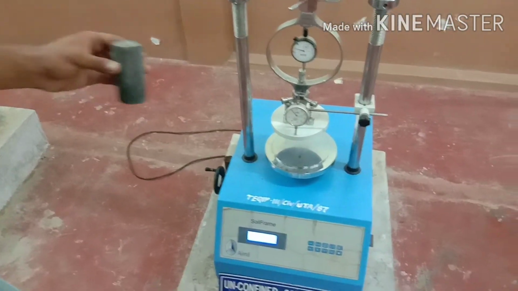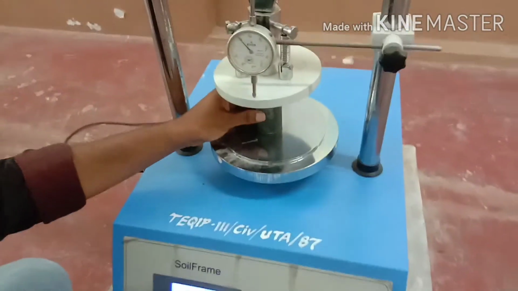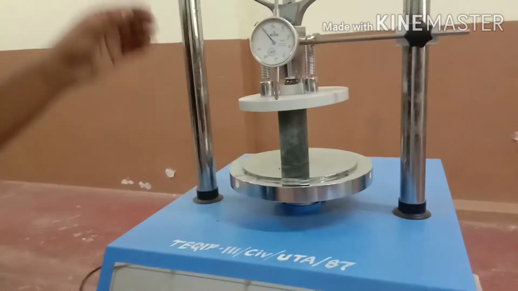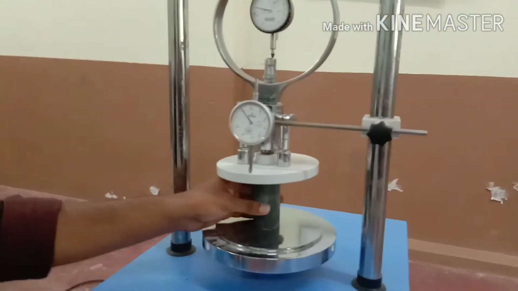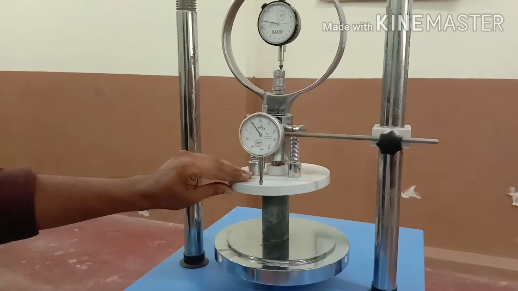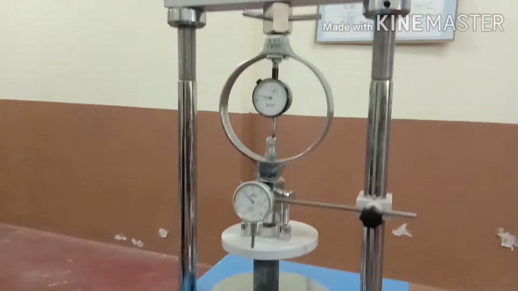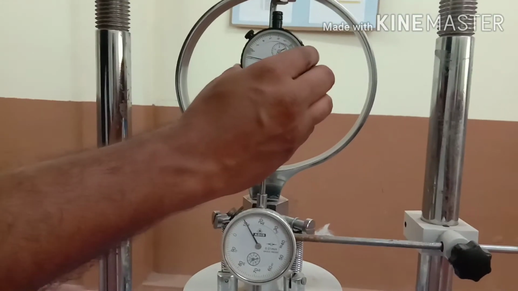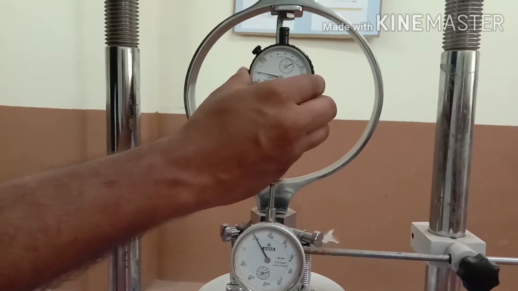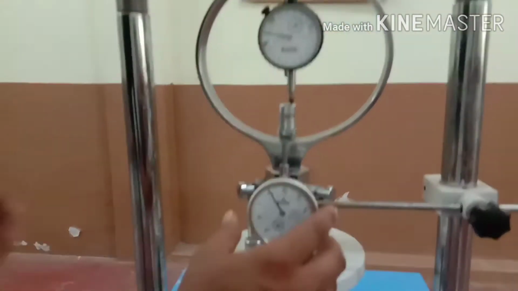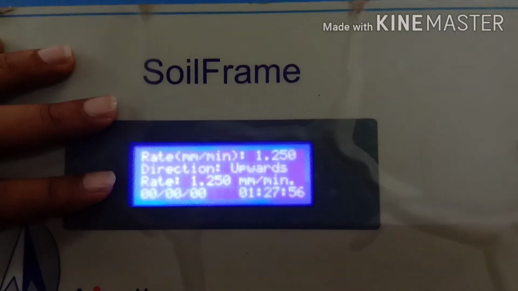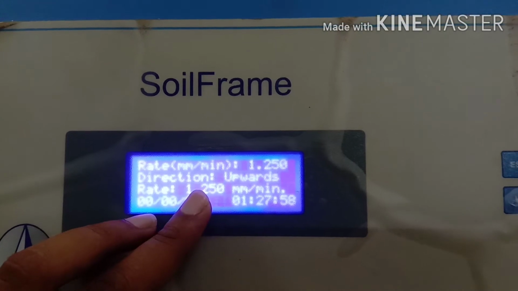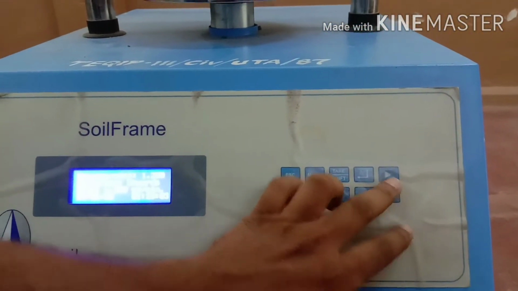Take the specimen and place it centrally above the base plate. Make the loading frame adjustment so that the top of the specimen touches the bearing plate. Now adjust the proving ring dial gauge to 0 and the dial gauge also to 0. Here the strain rate is constant, that is 1.25 mm per minute. Now start the experiment by pressing this button.